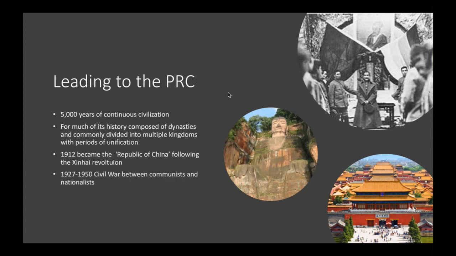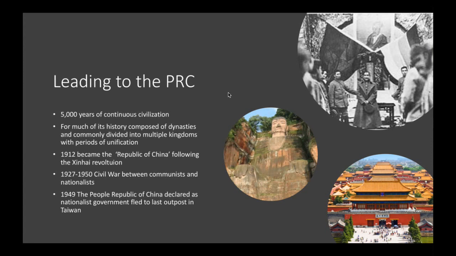And from 1927 until 1950, fractures began to show within the Republic of China, and a very bloody civil war broke out between communists and nationalists with competing views of how China and how the Republic should exist, be it a capitalist, republic, liberal, but still largely authoritarian state, or a communist state under Mao. In 1949, the People's Republic of China declared itself as the real China, and the nationalist government fled to its last outpost in Taiwan.